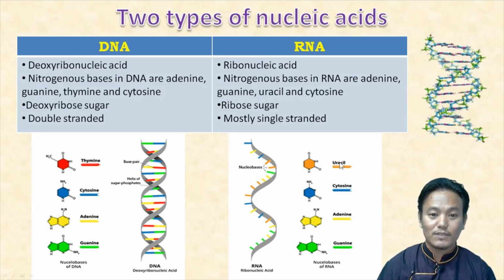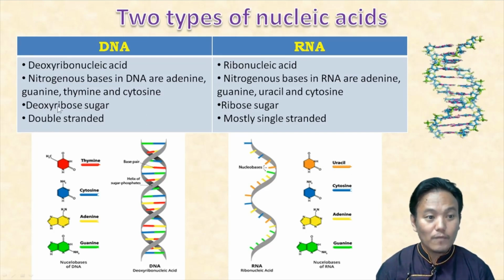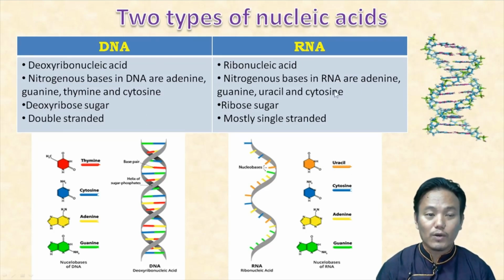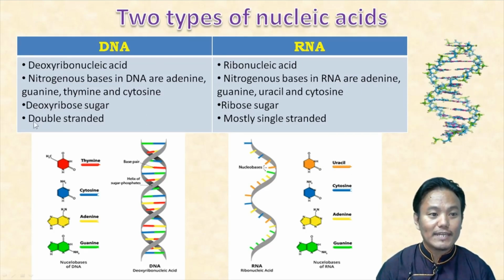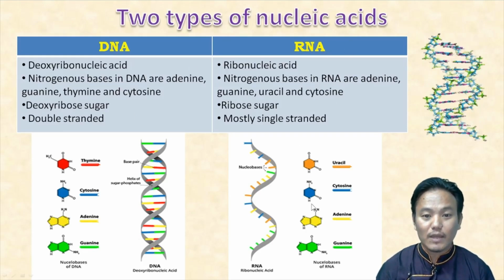So that's the difference in nitrogenous base composition. And then, like I said before, the pentose sugar present in DNA is deoxyribose sugar, and the pentose sugar present in RNA is ribose sugar.